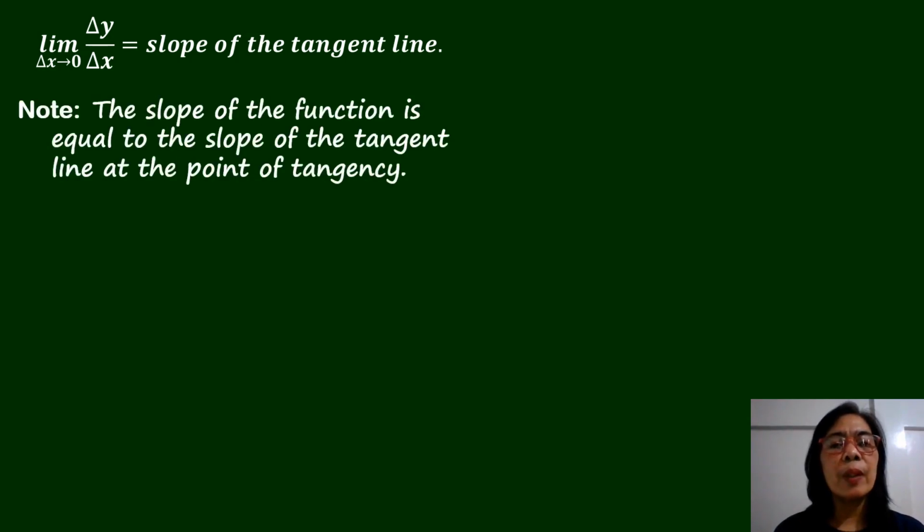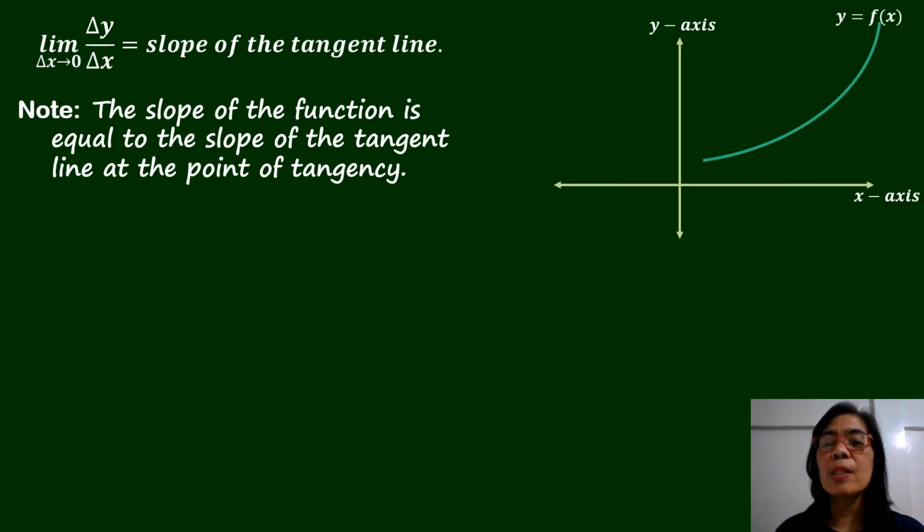Remember also that the slope of the function is equal to the slope of the tangent line at the point of tangency. So if we go back to the graph of the function y is equal to f of x and point 1 having the coordinates x, y, the slope of this function at point 1 is equal to the slope of this tangent line. Or the slope of this function at another point, say point 2 in here, is equal to the slope of this tangent line.